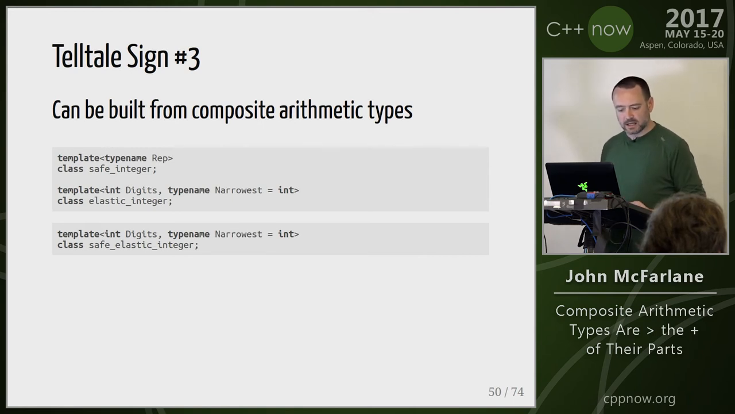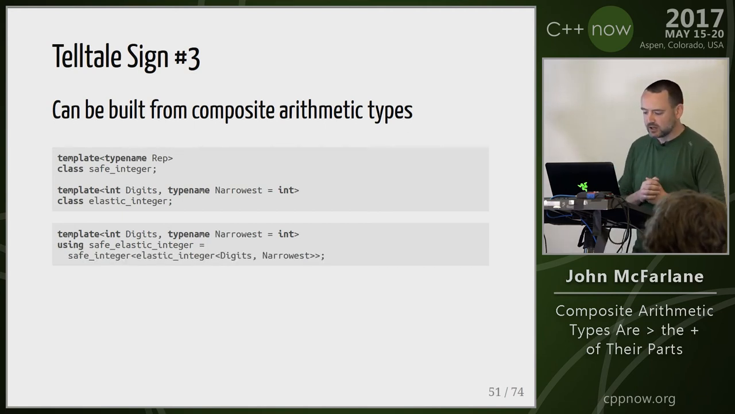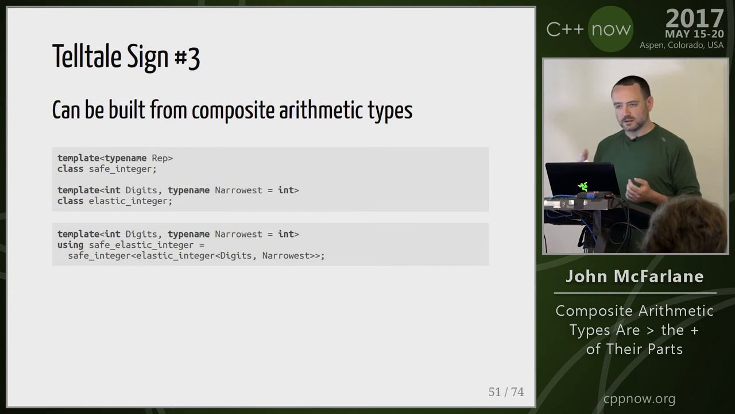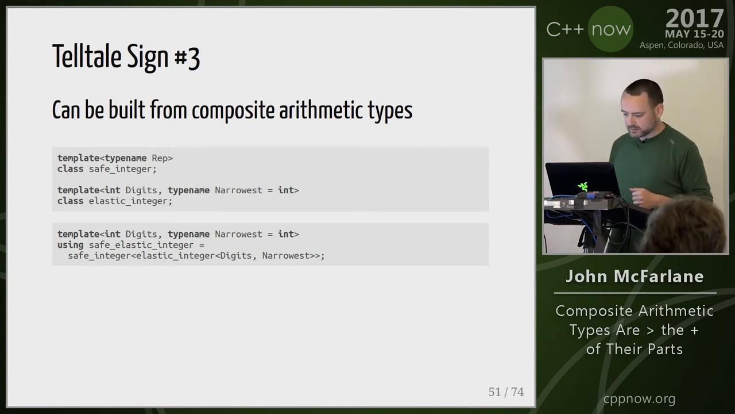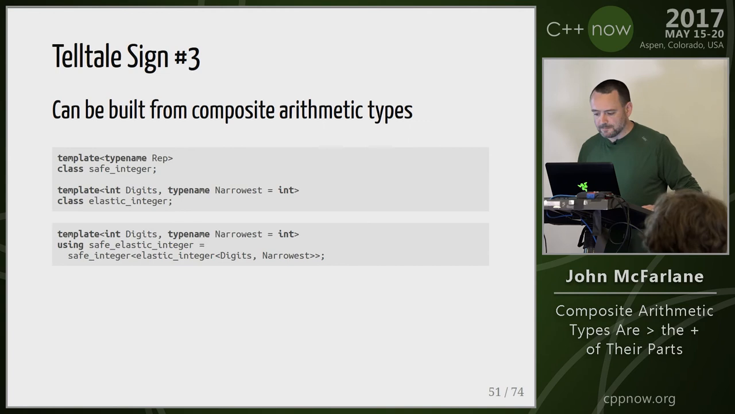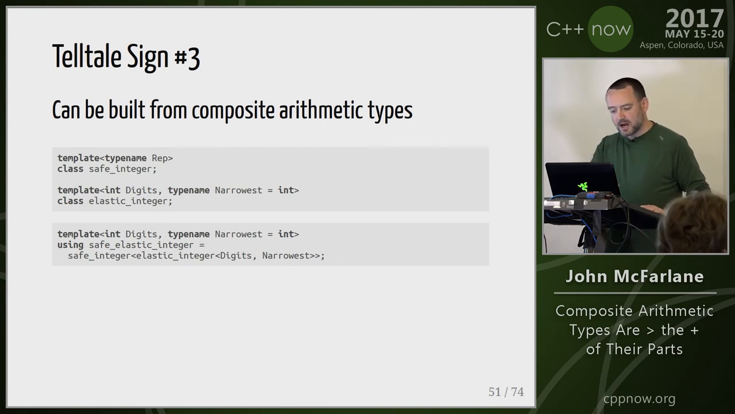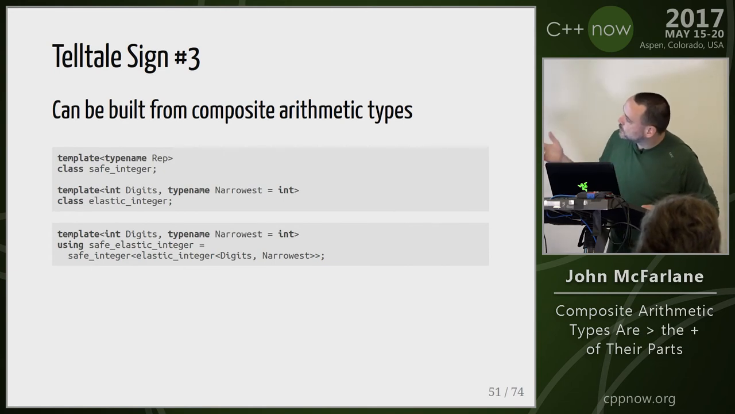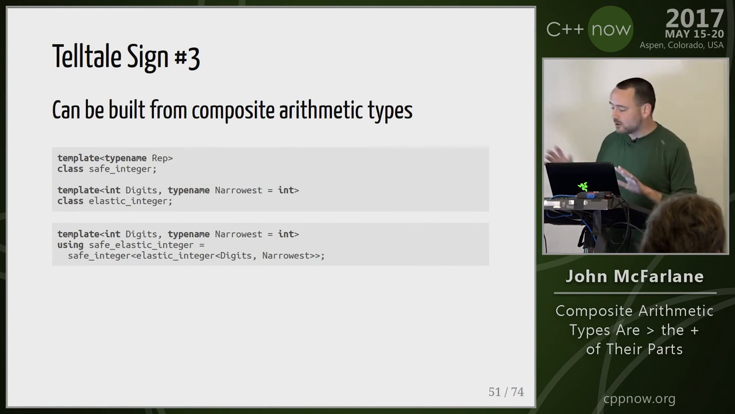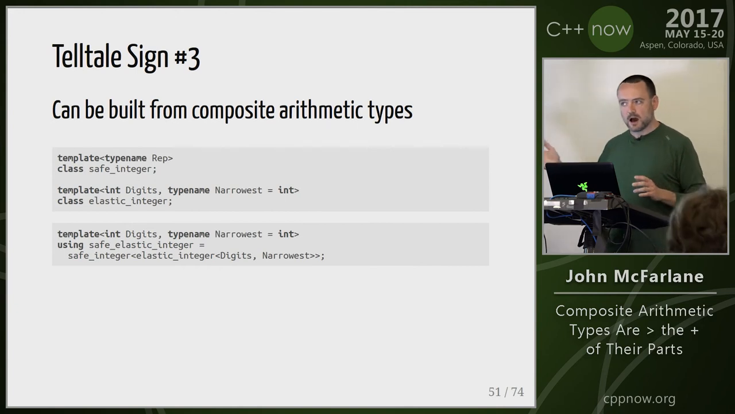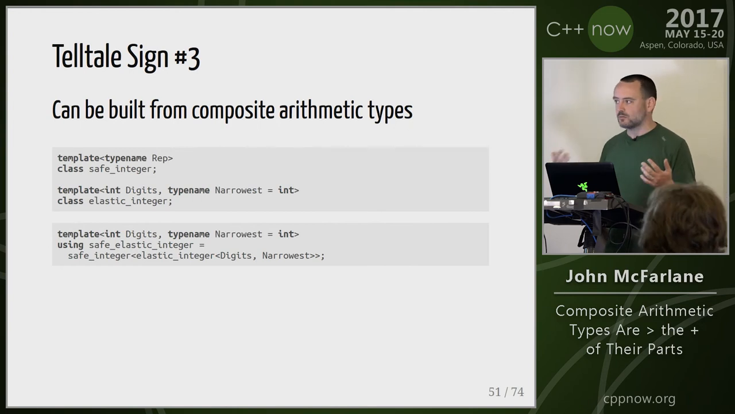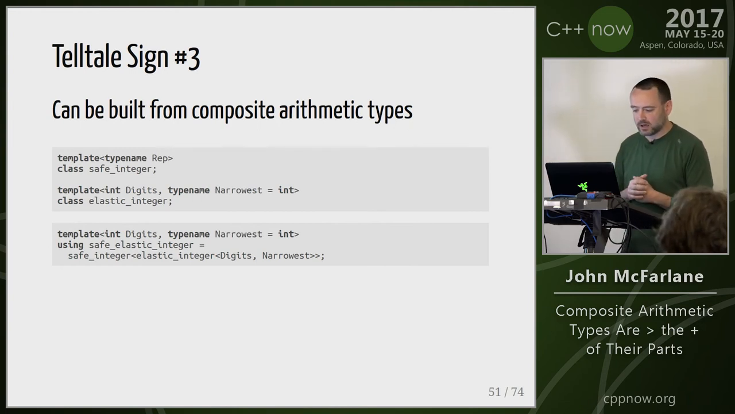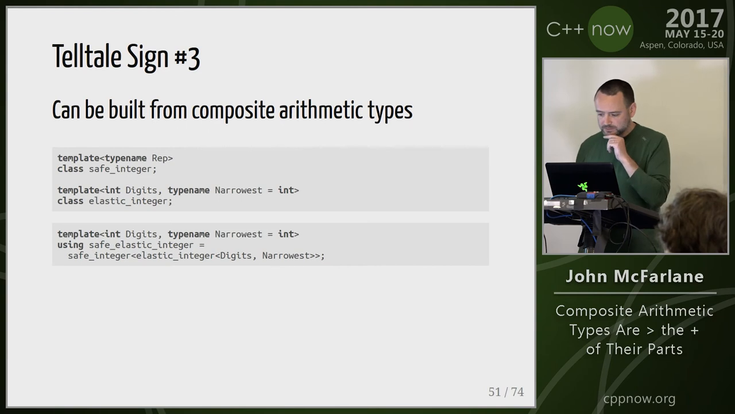This isn't actually a class; we're not going to write a whole other third class. We're just going to create an alias which wraps one of our types inside the other. By the way, I'm adding template parameter defaults here, so narrowest defaults to int. Narrowest is kind of like the rep type, but with some caveats, because obviously if you multiply big numbers together, you're going to get something wider than an int, but we don't want to let overflow occur in those situations.